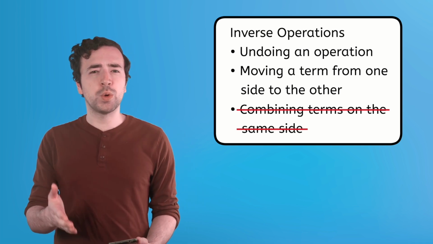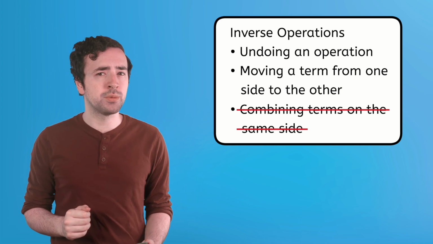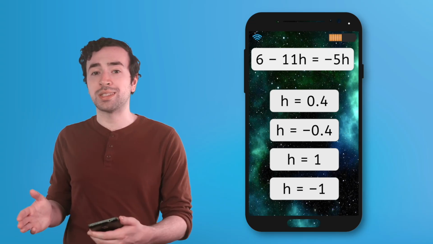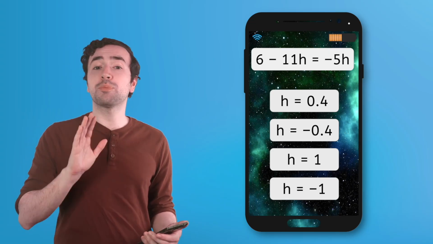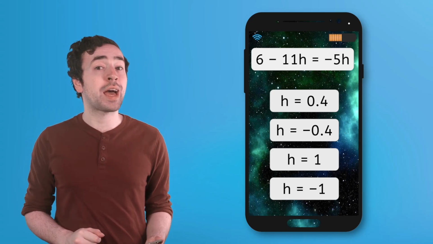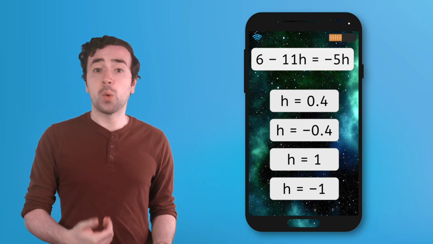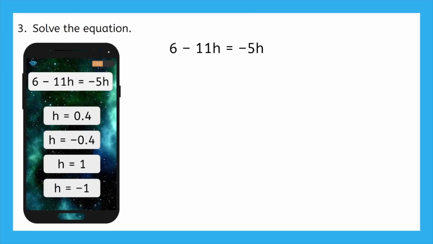Do you think it matters which side we move the variable to? Technically, no, but when we solve equations, we're looking to get numbers on one side and variables on the other, so let's plan ahead and arrange our equation that way now. In this equation, would that mean undoing minus 11h to move it to the right side, or undoing negative 5h to move it to the left side? Well, the 6 is already on the left side, so we'll keep our numbers on that side and get our variables on the right side.